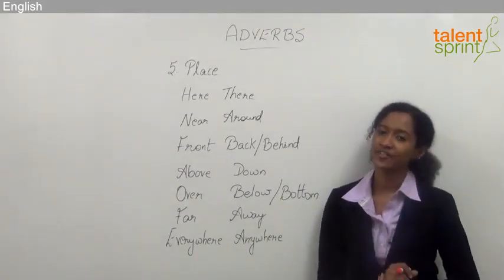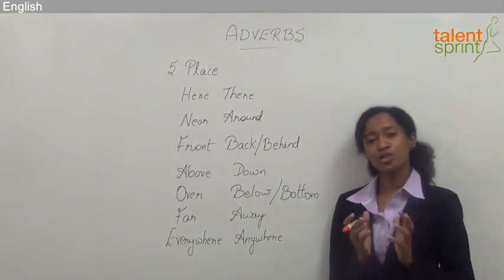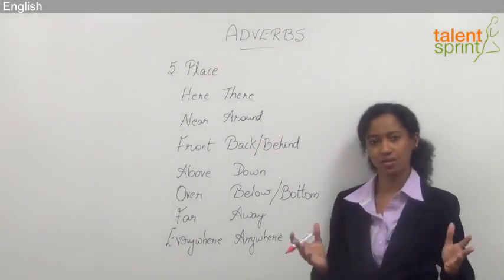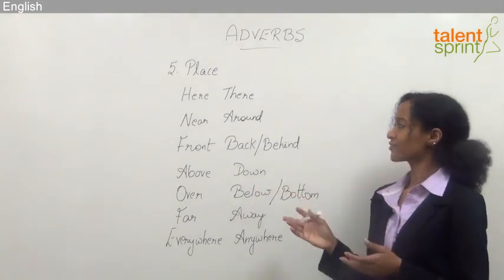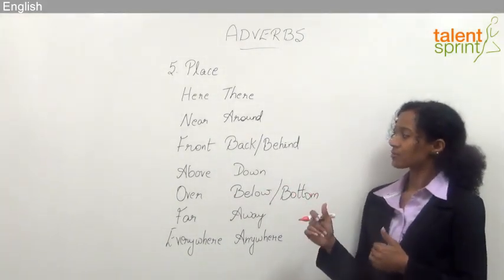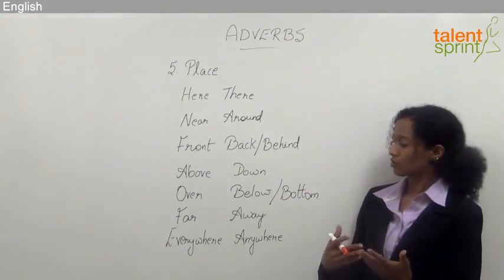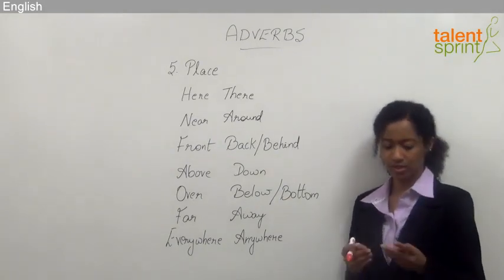Our fifth kind of adverb is the adverb of place. Now here again, a word or a group of words that expresses the meaning of some place is called adverbs of place. Alright, so here is a list of a couple of words. Here, there, near, around, front, back, behind, above, down, over, below, bottom, far, away, everywhere, anywhere, etc.